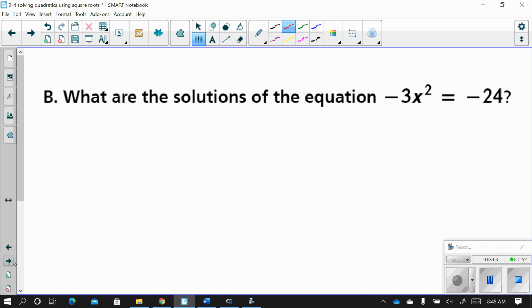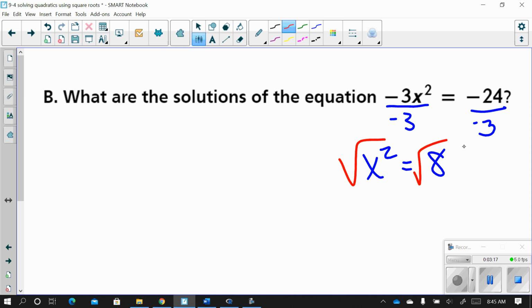Okay, let's take a look at this one. Negative 3x squared equals negative 24. Again, I gotta get x squared alone, so I divide by negative 3. x squared equals 8. Square root both sides. Oh, I don't know the square root of 8, so this is where we need to break it down.